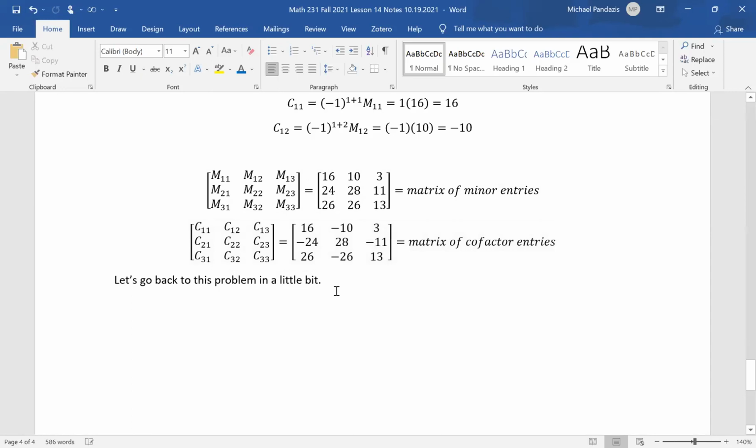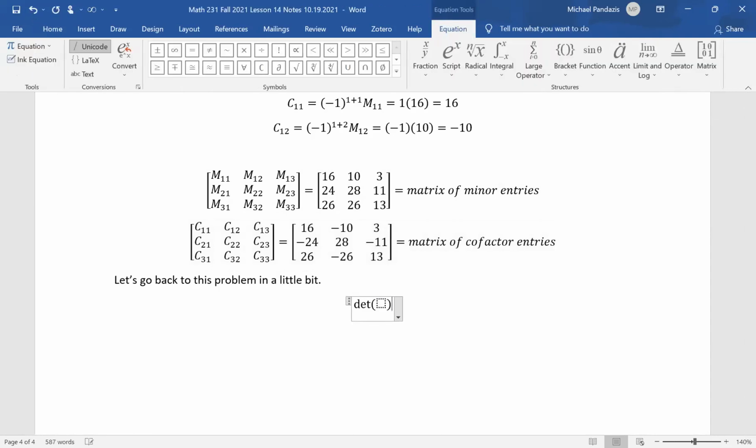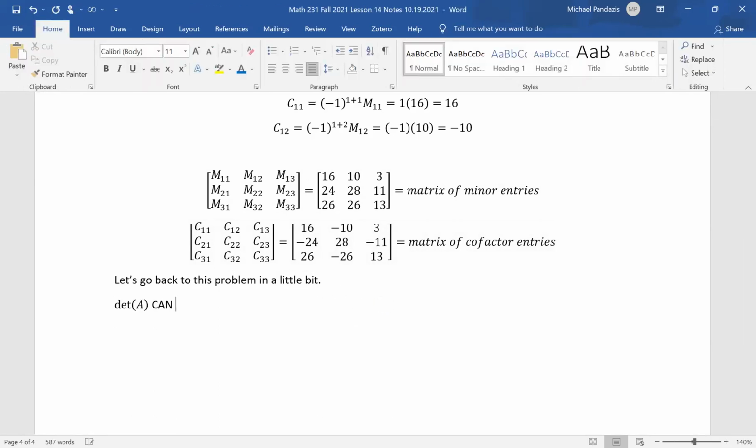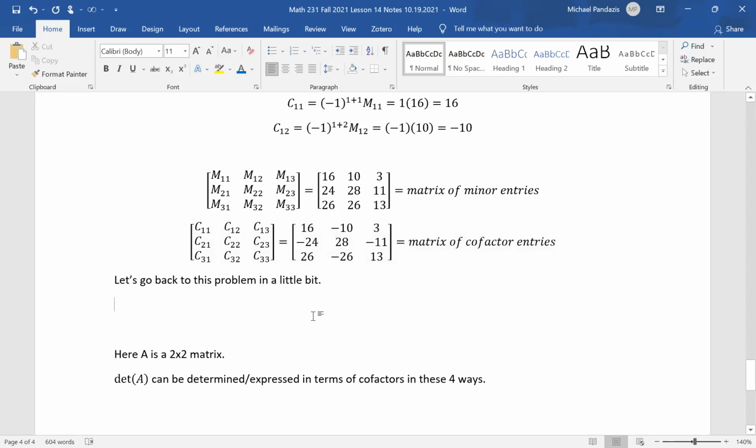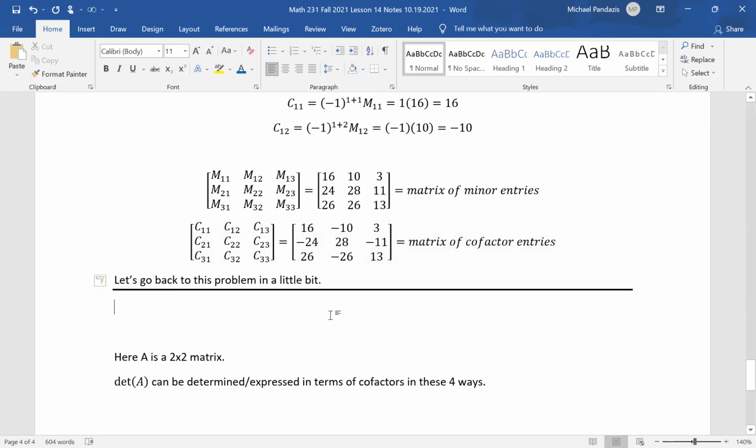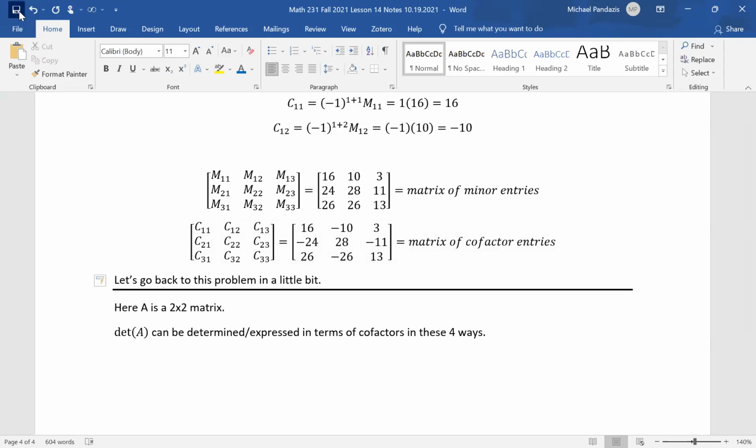Okay, the determinant of A can be determined or expressed in terms of cofactors in these 4 ways. Here capital A is a 2x2 matrix. Okay, so we are now not thinking about this problem at the moment, and we're just talking about something else. Here A is a 2x2 matrix.